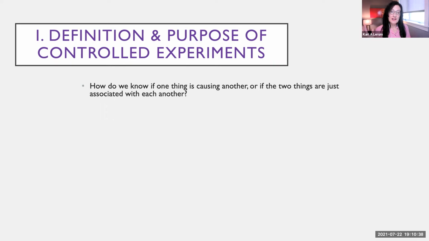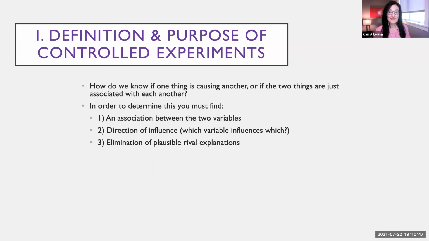But the problem is, how do we know if one thing is causing another, or if the two things are just correlated with each other, or if it's the reverse, the other thing is causing the first thing? In order to do this, we have to do a few things. We have to first see that there's an association between two things. Then we have to determine the direction of the influence, which one is causing or impacting the other, or are they really just hanging out together and neither is causing the other? And you have to eliminate plausible rival explanations.